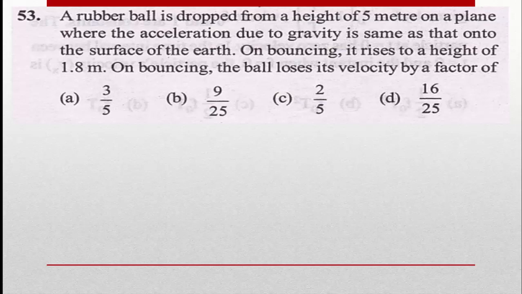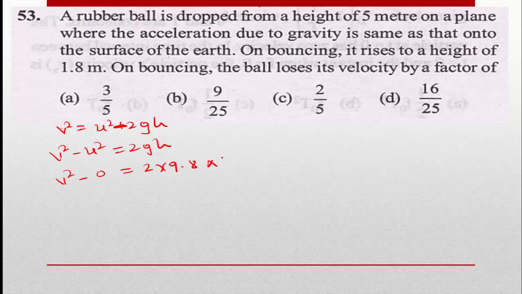Here the rubber ball is dropped from a height of 5 meters. When the body is in downward motion, we know the formula: v square is equal to u square plus 2gh, or here minus 2gh, because it is in downward motion. So v square minus u square is equal to 2gh. Initially it is at rest, so u is 0, equal to 2 into g value 9.8 into the height of 5.